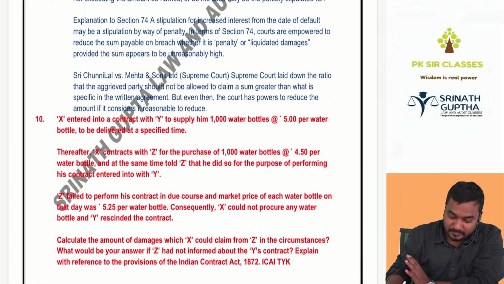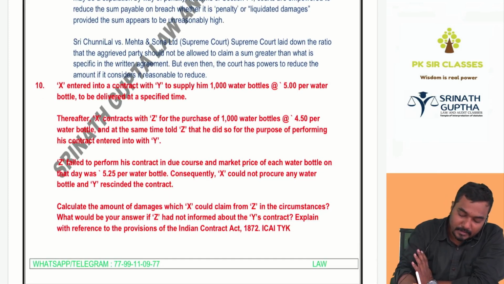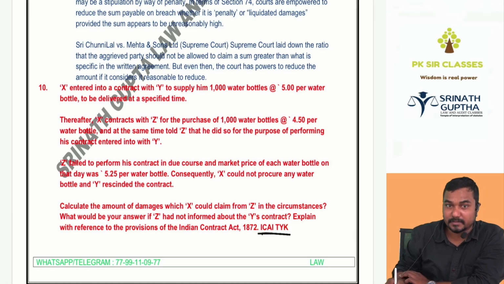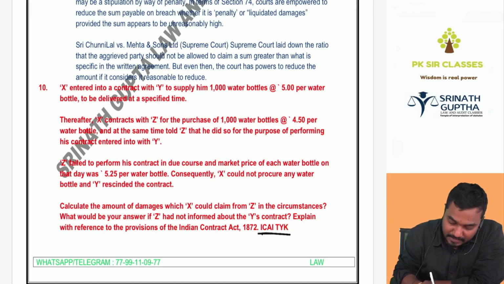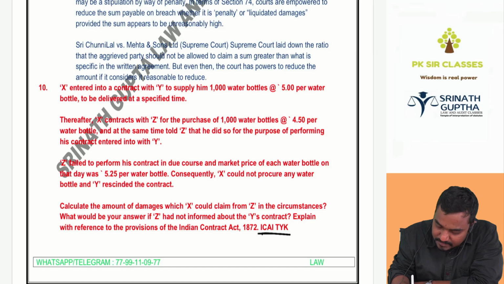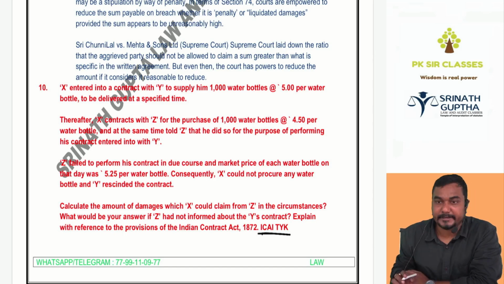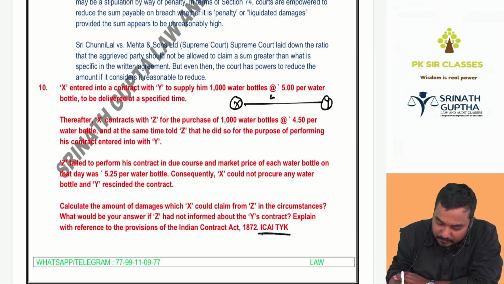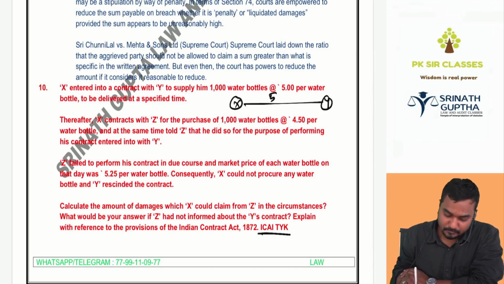Difference. The next question, from here, case law. ICA, test your knowledge, beta. It is in your ICA book. X entered into a contract with Y for supply of 1000 water bottles at the rate of 5 rupees per bottle, to be delivered at a specified time. So X entered into agreement with Y to supply water bottles. How much per bottle, beta? 5 rupees.